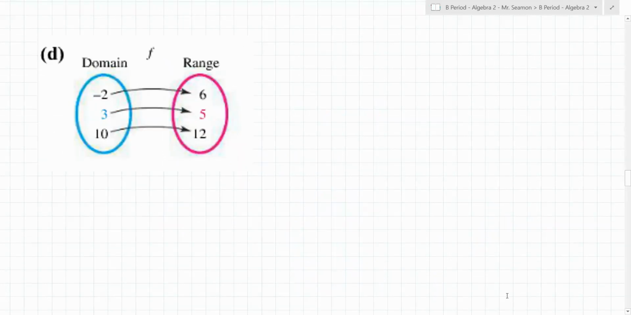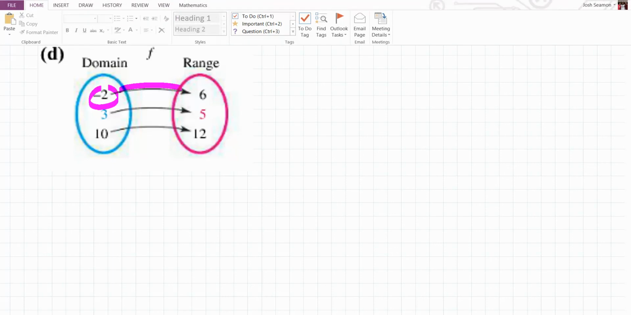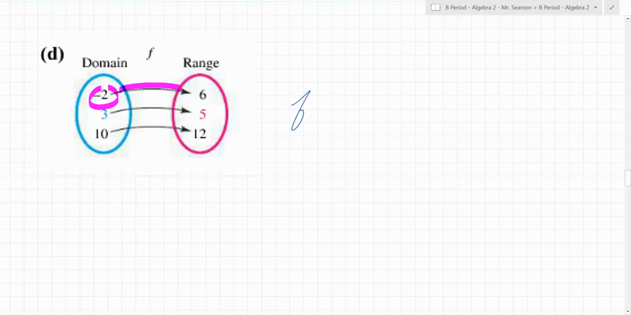But what about this way of representing a function? It's showing that 2 maps to 6, 3 maps to 5, and 10 maps to 12. So when you plug 3 into the function, we take 3 from the domain, and what does that equal? Well, it tells us right here that when you start with 3, it ends up with 5. So with this function, f of 3 is equal to 5.